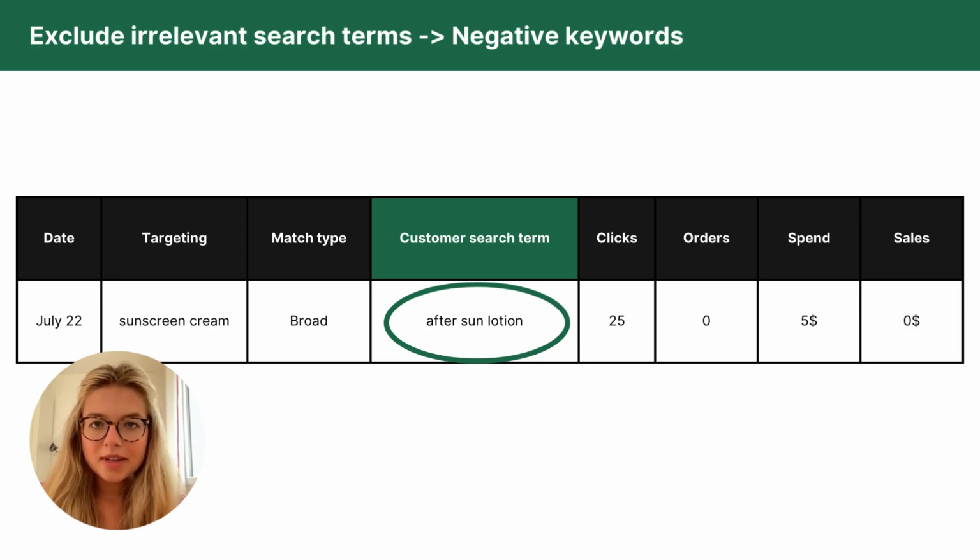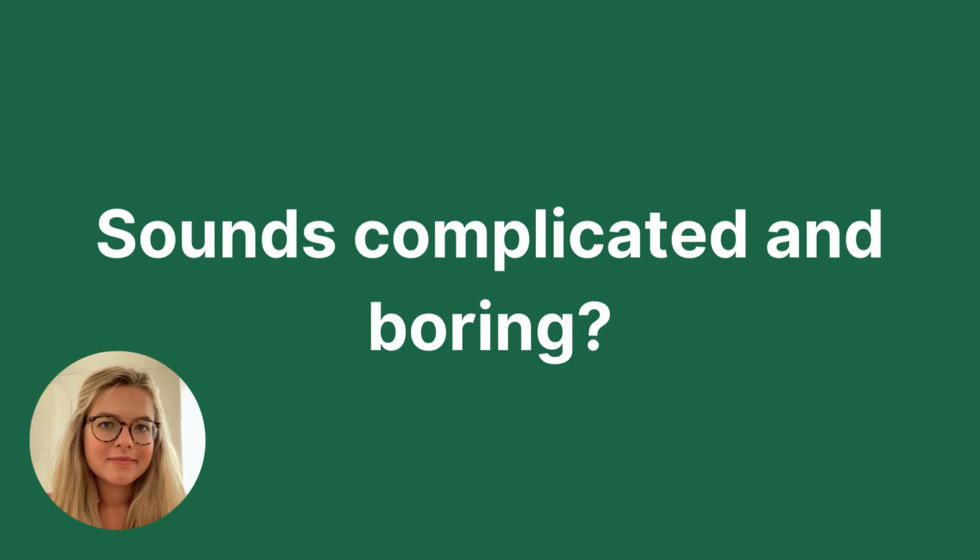Therefore, we can do two things with this. The first is we can lower the bid per click on the broad match type keyword, or we can add after sun as a negative phrase match keyword to stop getting traffic for this keyword.